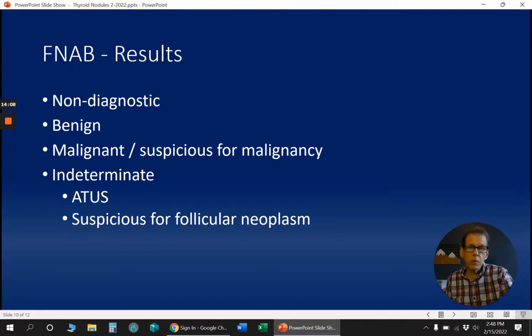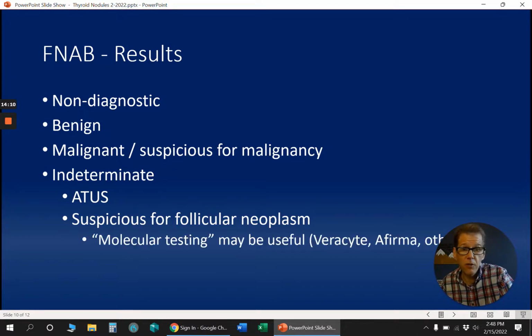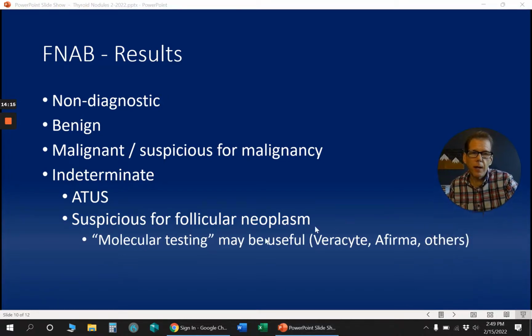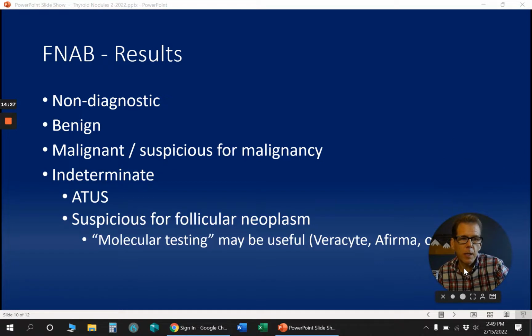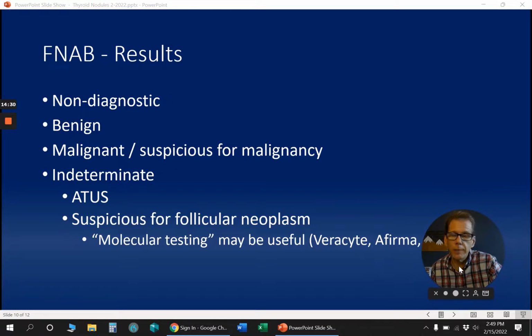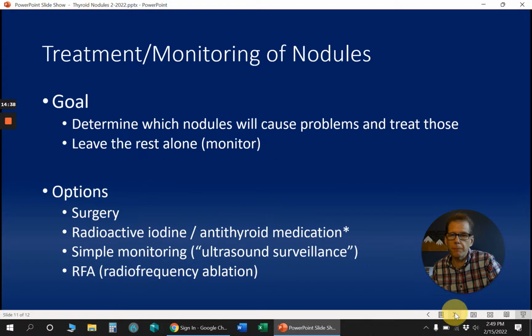And so in this circumstance, we used to send everybody who had this to surgery, but it turns out that there is a style of testing called molecular testing. It goes by names like the Veracyte or the Afirma or the ThyGenX test, that these are tests that can be done to evaluate the nodule further and help refine that risk of cancer. And let me just move on here.